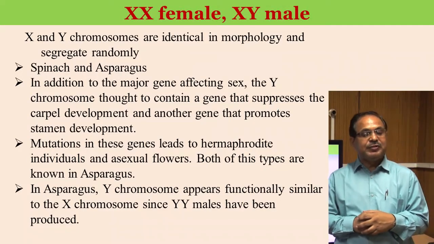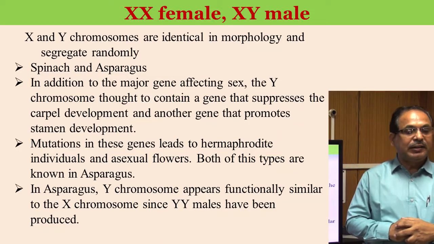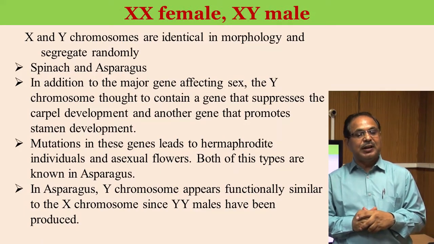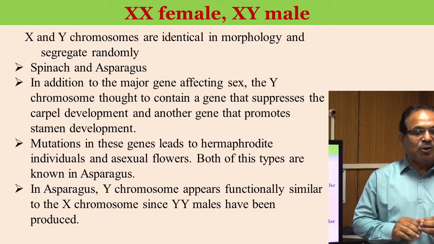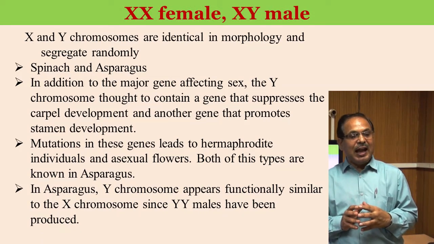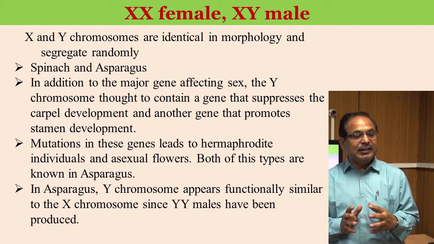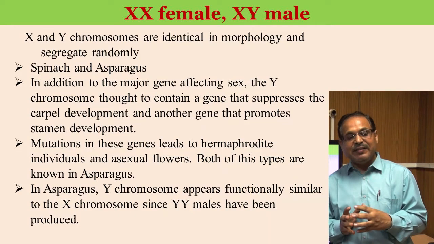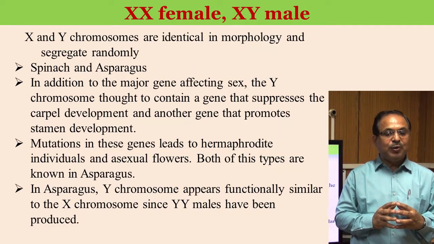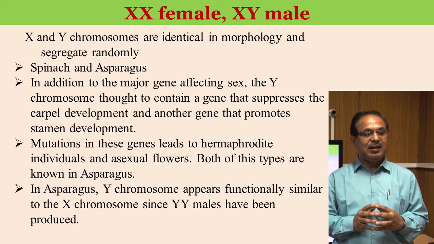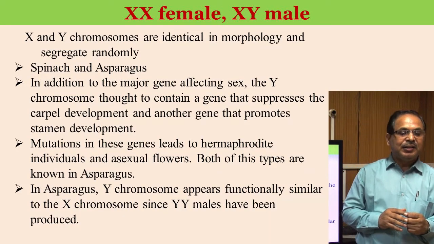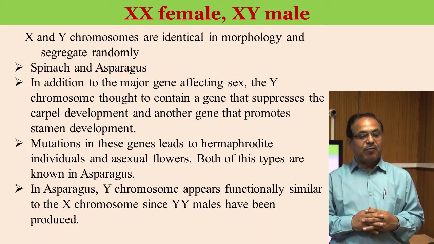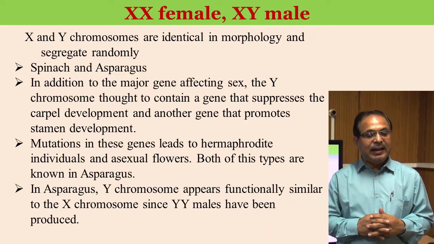The chromosomal system of sex determination is also there in plants, where XX produces female and XY produces male individuals. Here X and Y chromosomes are identical in their morphology and segregate randomly. This system is found in spinach and asparagus. In addition to the major gene affecting sex, the Y chromosome is thought to contain a gene that suppresses carpel development and another gene that promotes stamen development. Mutation in these genes leads to hermaphrodite flowers, hermaphrodite individuals, and asexual flowers.